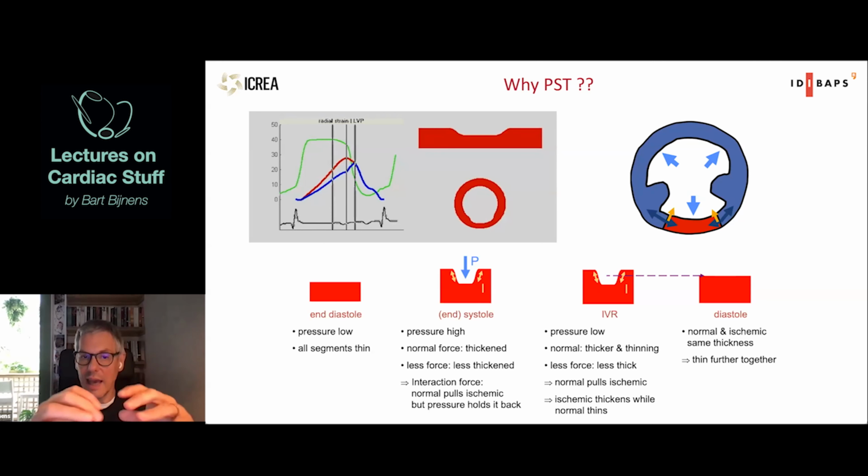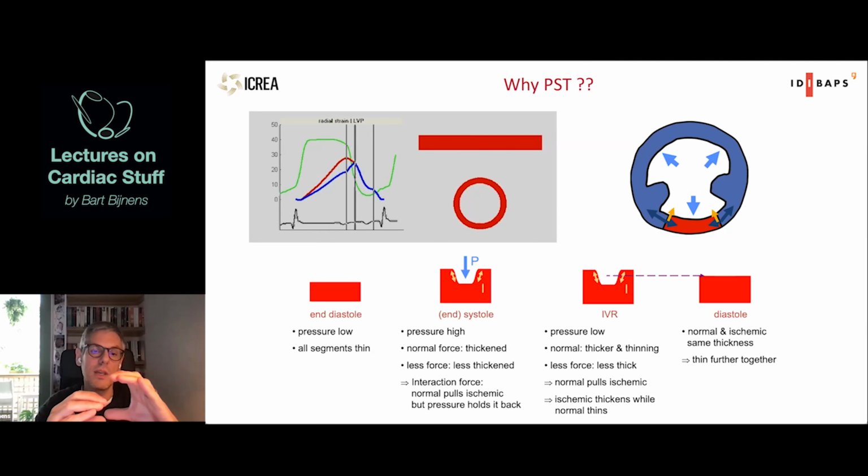So that means that at the end of the ejection phase, when the pressure is still high, we have this stable situation: thick myocardium, thinner, abnormal myocardium, pressure and interaction force. Now, of course, the moment that the aortic valve closes, you go into the relaxation phase. The pressure is suddenly out of the equation because the pressure drops rapidly. Of course, the tissue will not change so rapidly in its dimensions.